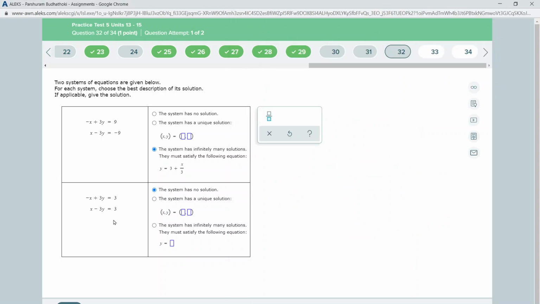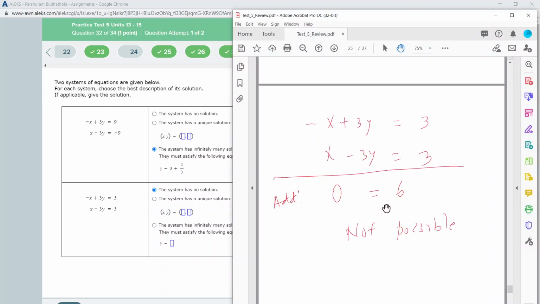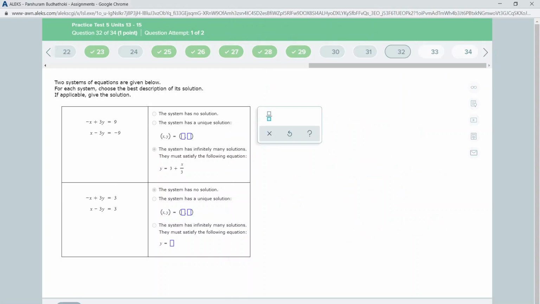When you try to simplify to solve the system, if you get something unusual like this, which is not possible, that means there is no solution.